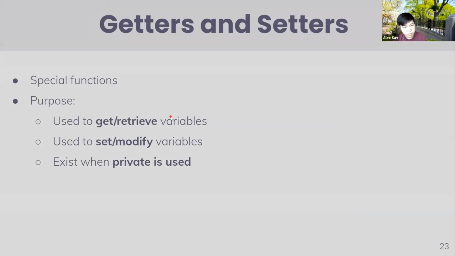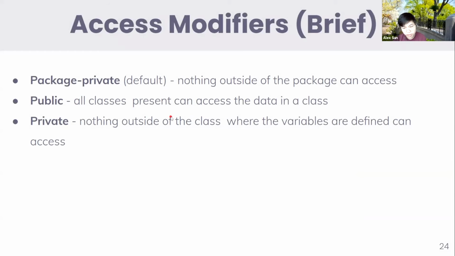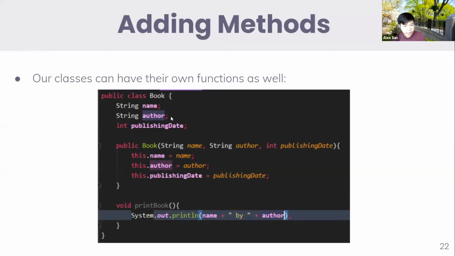And then there's private, which is only things inside this class can see it and use it. So for example, if I were to make string name private right here, you could not do book.name and get a value. It would not exist.